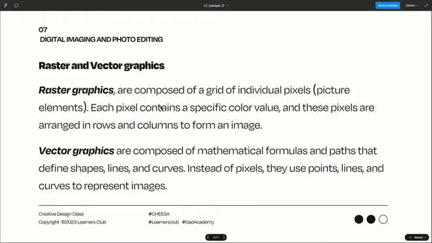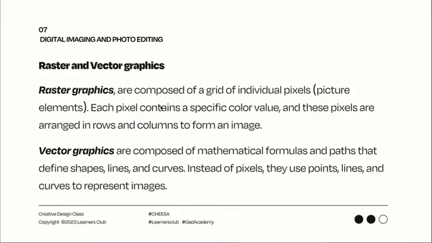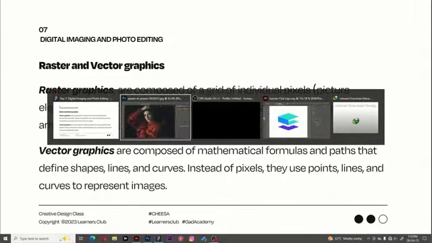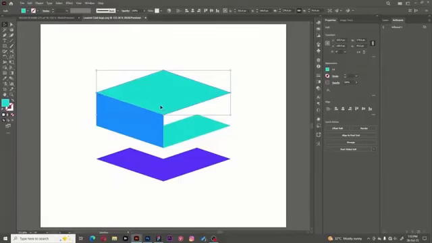Vector graphics, on the other hand, are composed of mathematical formulas and paths that define shapes, lines, and curves. So instead of pixels, vector graphics use points, lines, and curves to represent images. Let's take a look at an example here.